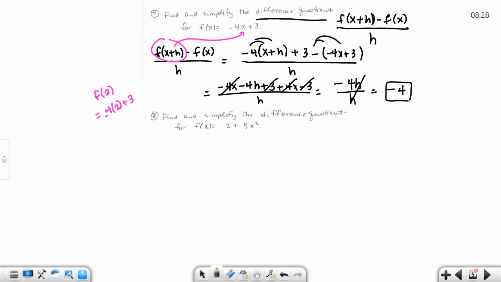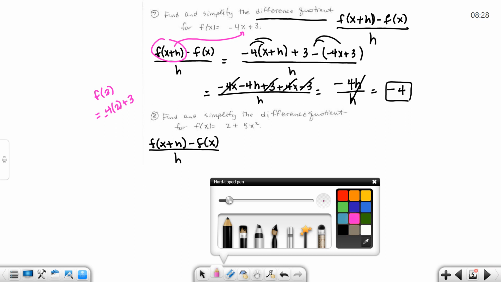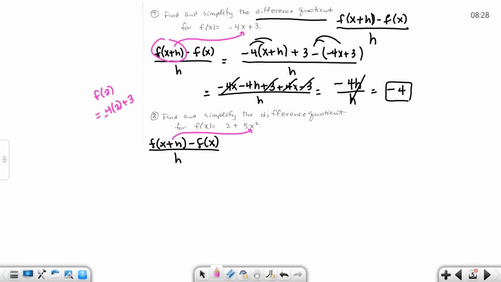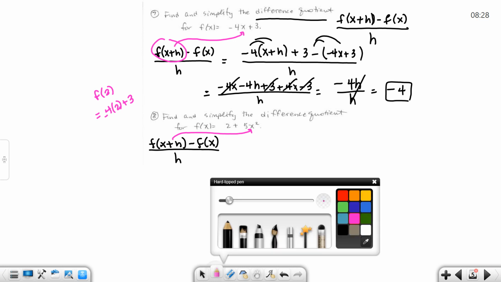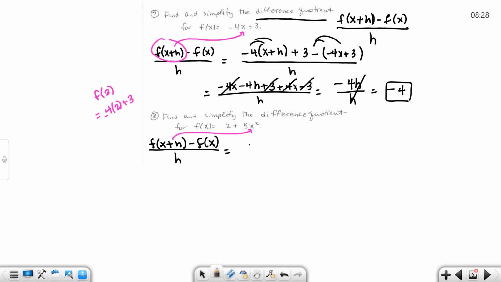Number 8 is another difference quotient problem. It will be a little harder because it's a quadratic. It's got that power 2. But we go through the same steps. We have to start with f of x plus h minus f of x all over h. Now, that x plus h, we take it just like we would plug in a 2 or 3 or whatever. We take that x plus h and plug it in.